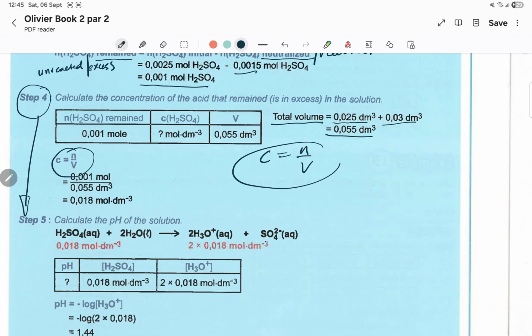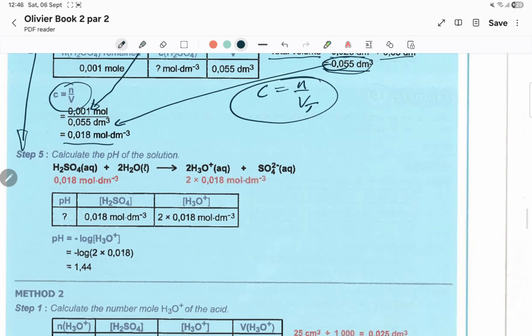So we know this step is a crucial step. I need to get V total. The number of moles that will be in excess, we substitute this number of moles there. So the total volume, which is this one, we substitute there, we get the concentration. So the pH is the negative logarithm of H3O+. So we check it here.